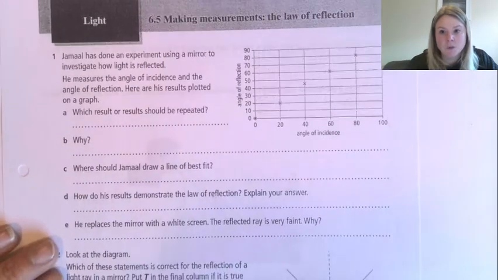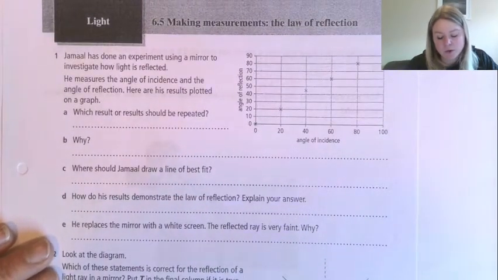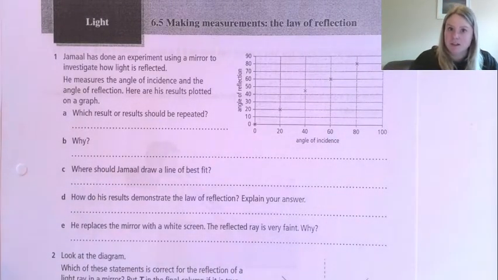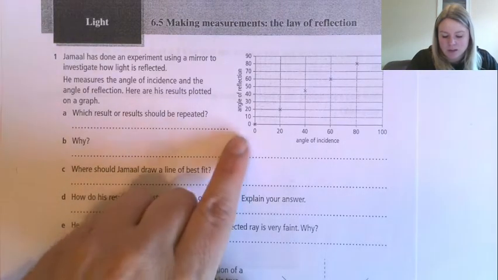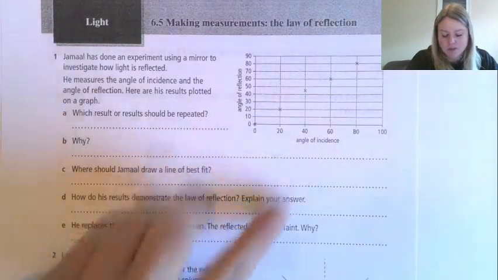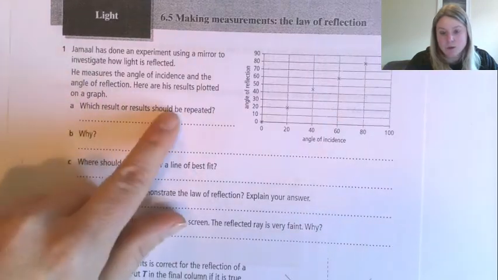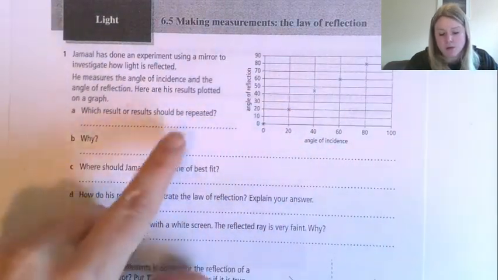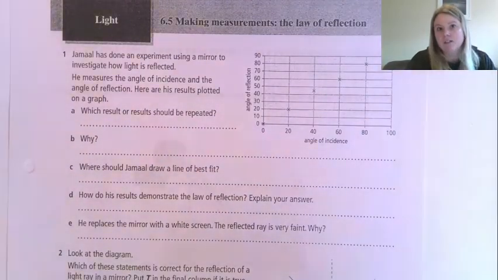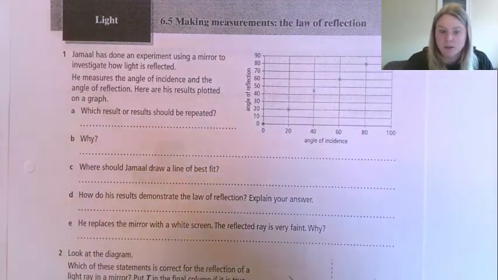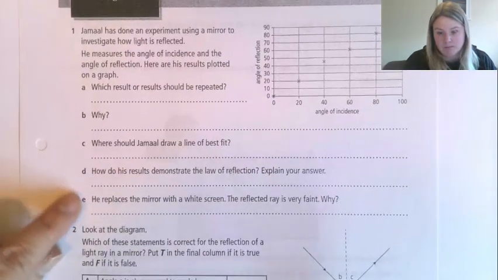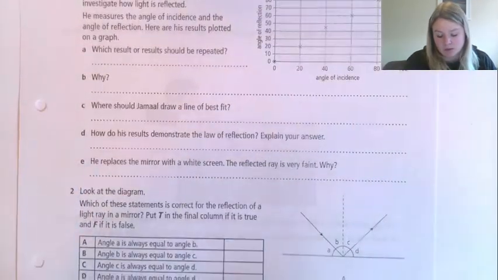For the first one, make sure you're reading the question carefully. It is based on the law of reflection, where the angle of incidence is equal to the angle of reflection. This little graph is plotting those, and it's asking which ones should be repeated. So there must be some points in this that are wrong, and you'll need to use your knowledge that the angle of incidence is equal to the angle of reflection to figure out which points are wrong. I think the rest of those are straightforward enough.